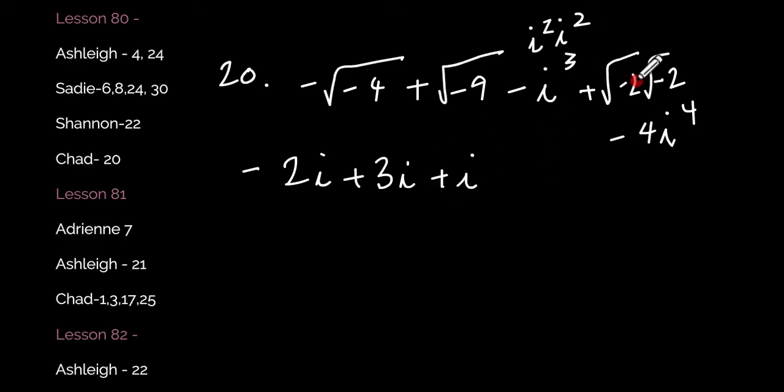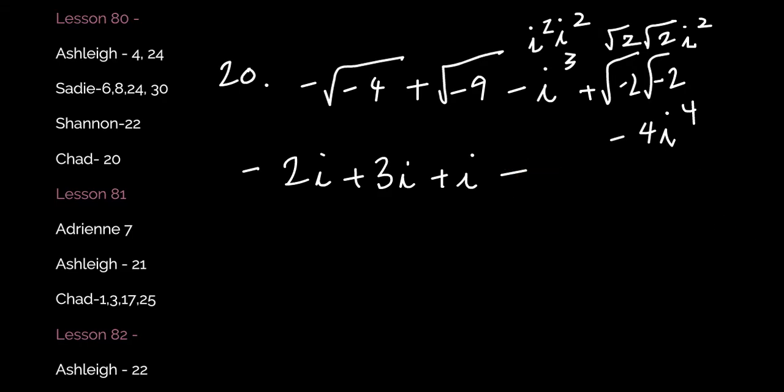Now, for this one, you pop your i's out first. So you have the square root of 2, square root of 2, and then we have an i squared, one from each of these. You can't multiply them together and make them a positive 4. It doesn't work. The i's have to pop out. So square root of 2 times the square root of 2 is 2.